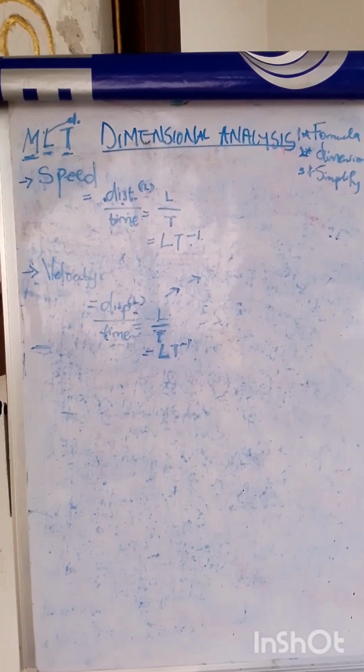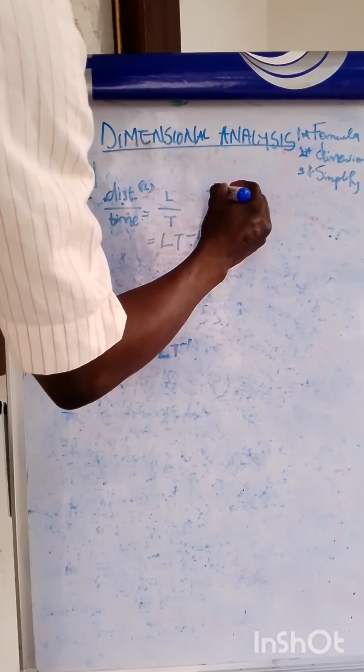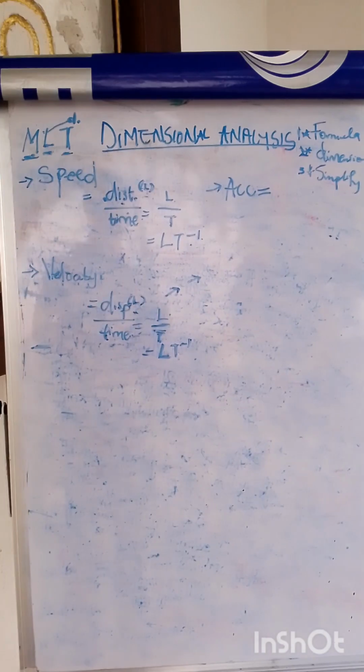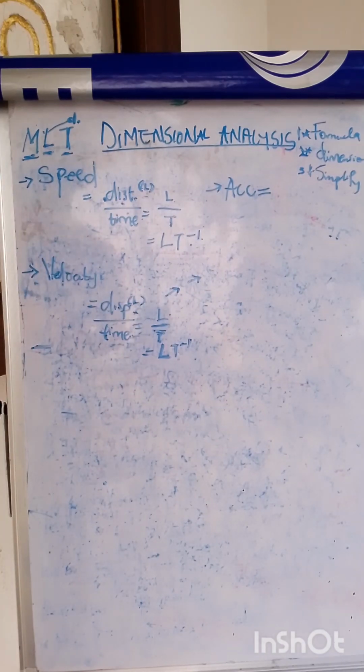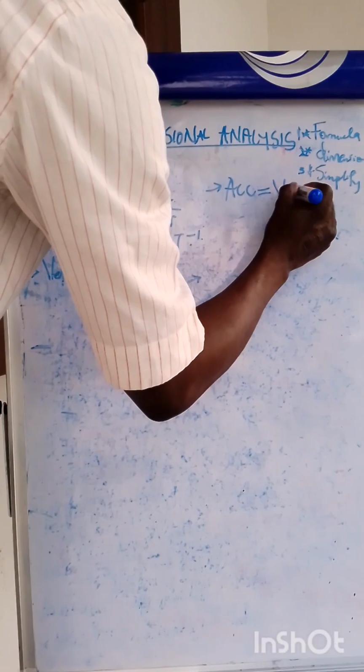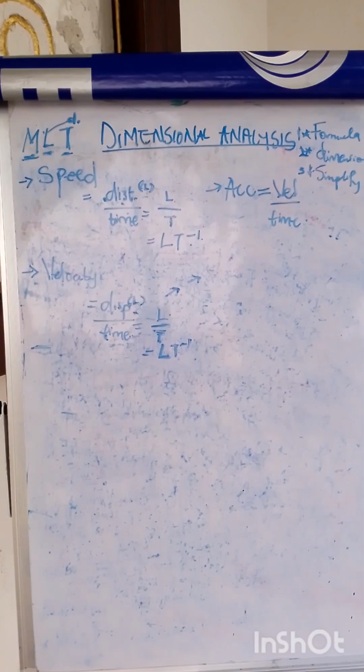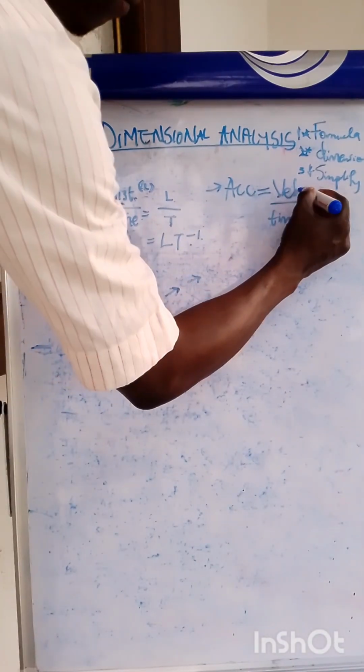So let's go to another one, which is our acceleration. The very first thing is your formula. What's the formula for acceleration? Acceleration is the rate of change of velocity with time. Are you with me? Looking at the formula now, you should know that we are going to simplify it further. You're having velocity, and you're having time.